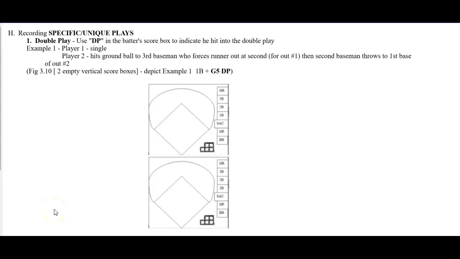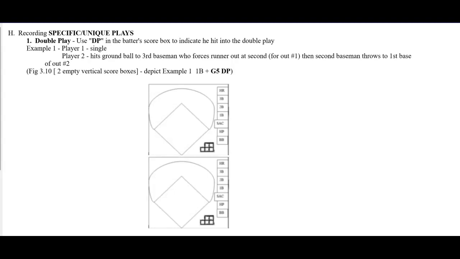Recording specific or unique types of putouts. Sometimes there are plays that occur that are beyond the basic ground ball to a fielder who throws the batter out at first base. These can include things like double plays, sacrifice flies, or unassisted putouts. The intermediate way of recording a double play can be as follows.